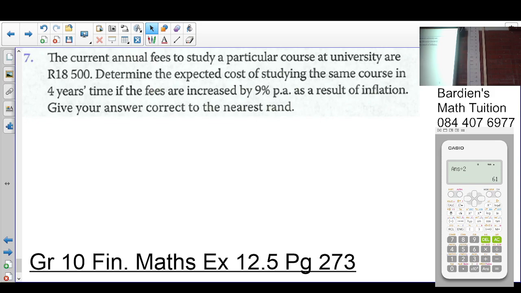So we are told that it's 18,500. Determine the expected cost of studying at the same course in 4 years' time if the fees are increased by 9% per annum as a result of inflation. Give your answer correct to the nearest rand.